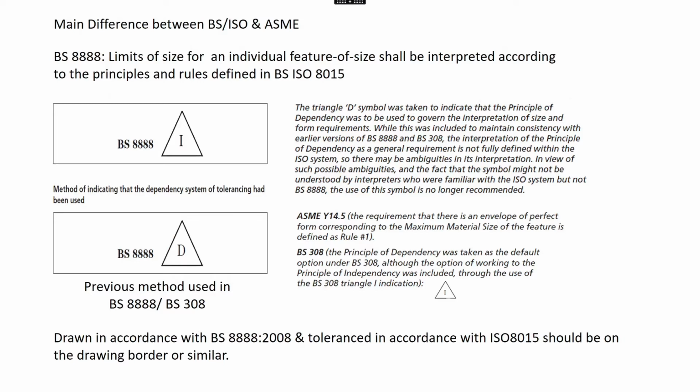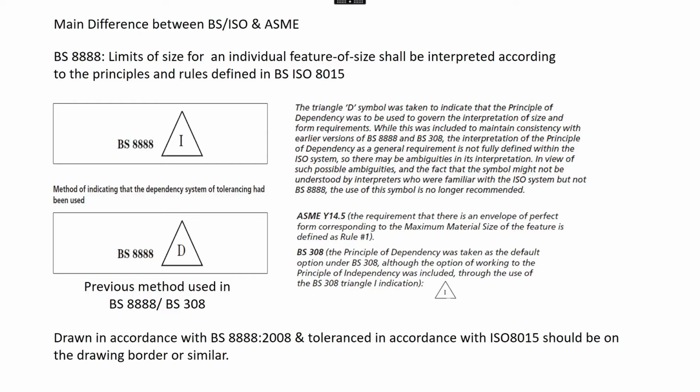Okay, so the differences between the BS and ISO standards and the ASME standards. This is one of the most important things in reading or creating engineering drawings. You need to understand what system has been used in creating them. Even if a company is using their own standards, generally they'll be based on one of these two: either the BS and ISO standards or the ASME standard. It's one or the other generally.